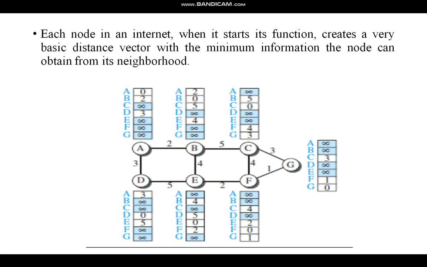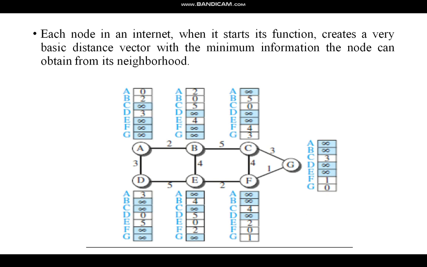Each node in the internet, when it starts its function, creates a very basic distance vector with the minimum information a node can obtain from the neighborhood. This is the network shown below. Here we have 7 nodes. The nodes are A, B, C, D, E, F, and G. We give the cost of each link.